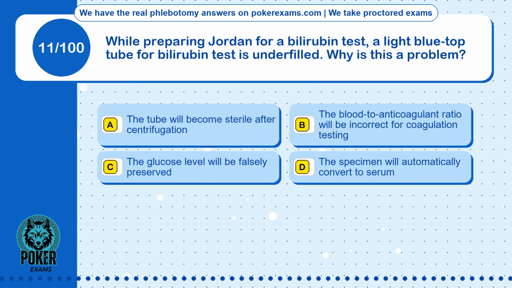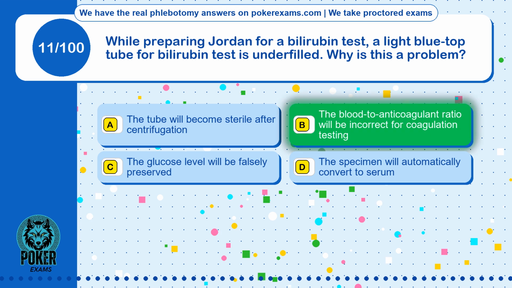Question 11. While preparing Jordan for a bilirubin test, a light blue top tube for bilirubin test is underfilled. Why is this a problem? Option A. The tube will become sterile after centrifugation. Option B. The blood to anticoagulant ratio will be incorrect for coagulation testing. Option C. The glucose level will be falsely preserved. Option D. The specimen will automatically convert to serum.